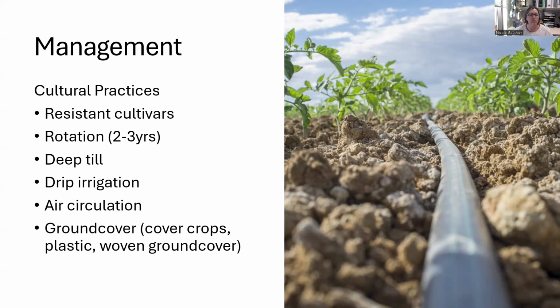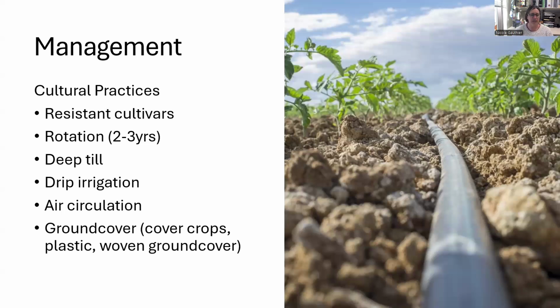So we first start with resistant cultivars. There's a lot of resistance out there, especially to the most common diseases. So look in your seed catalogs, look on the seed packets, and always try to pick resistance to the diseases that are the most prevalent on your farm.